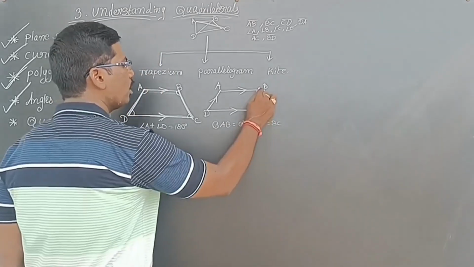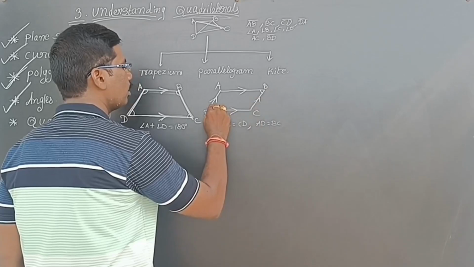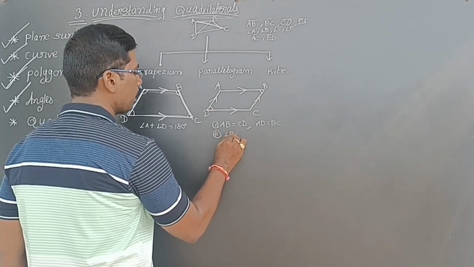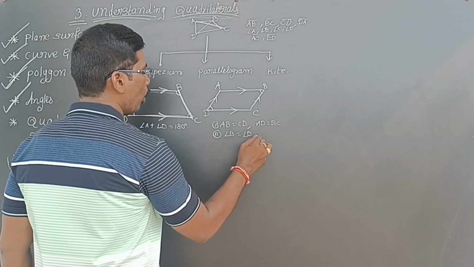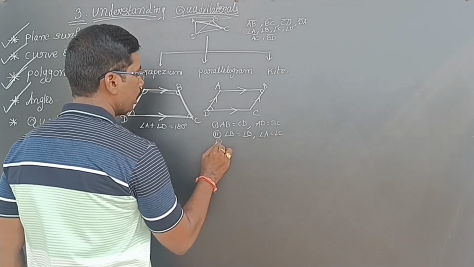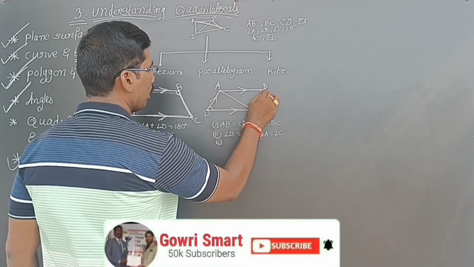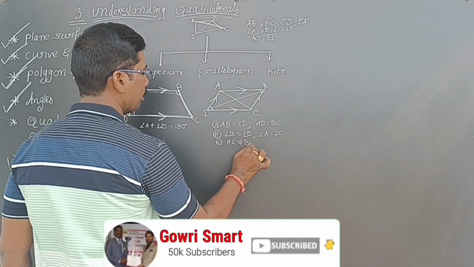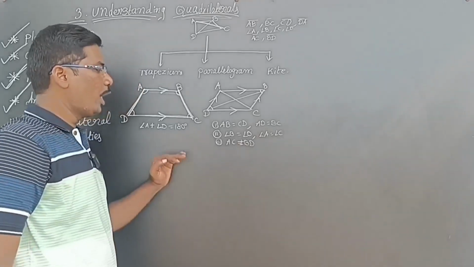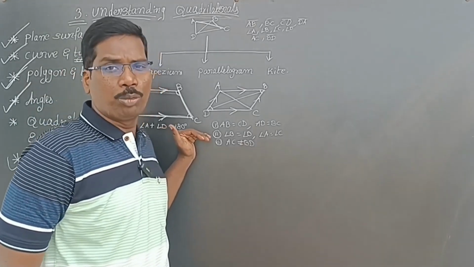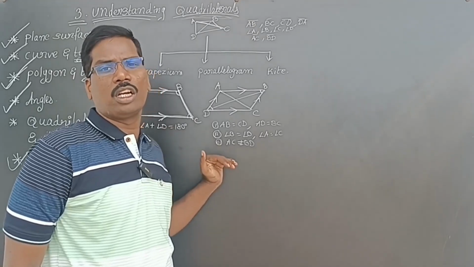Now if you clearly observe, this angle is equal to this angle. Opposite angles are equal. In the parallelogram, opposite sides are equal and opposite angles are equal. The next one is diagonals are not equal, so AC is not equal to BD. So opposite sides are equal and parallel, opposite angles are equal, and diagonals are not equal.